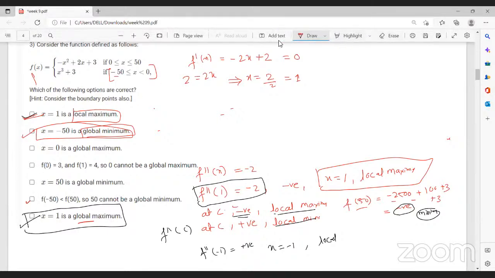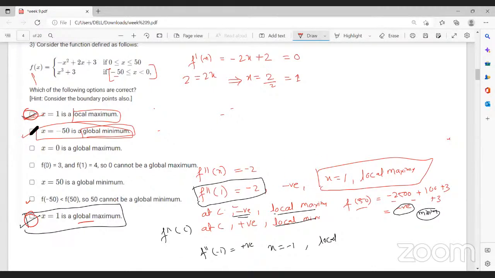Okay, let's discuss one by one. At x equals 1, we have the local maxima, right? And global maxima also, right? So this one is clear to you, everyone, right? These two options. Yes, sir. We have discussed this thing, right?